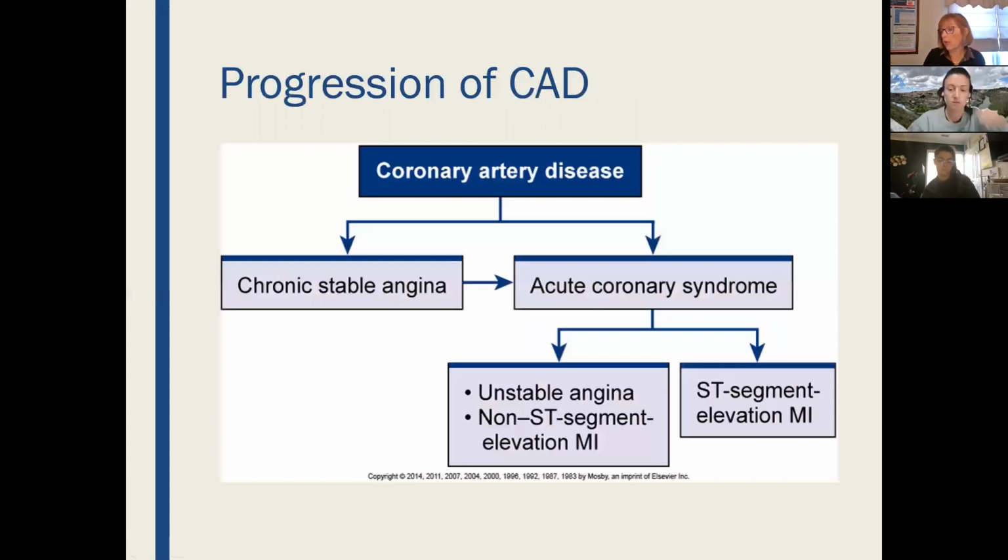All right, here's another graphic. It's kind of an umbrella graphic, to tell you how everything breaks down. So coronary artery disease is this big deal. That's the layer on top. From that, you can have chronic stable angina.